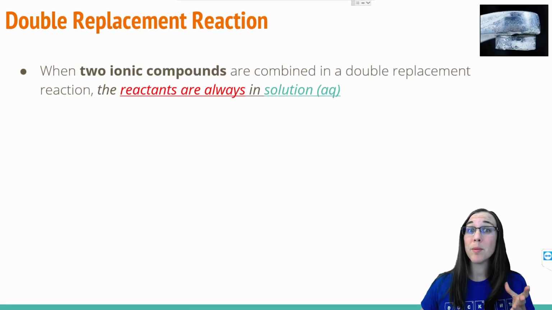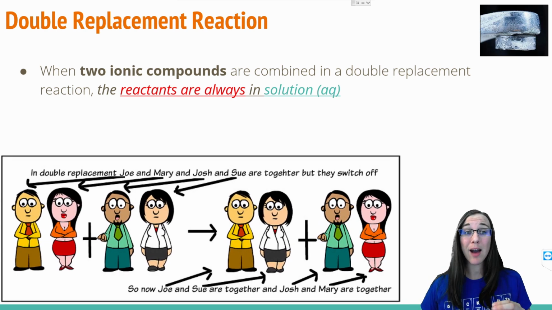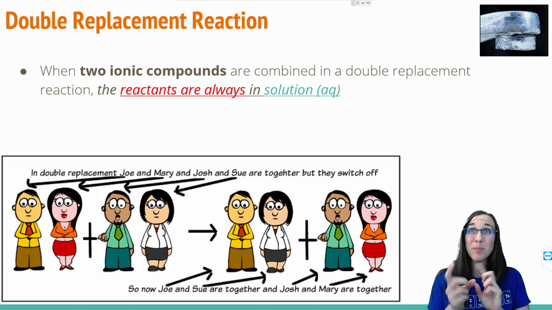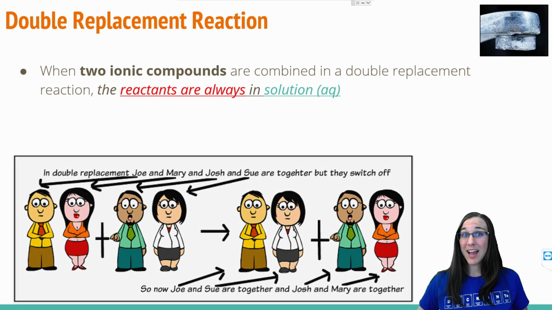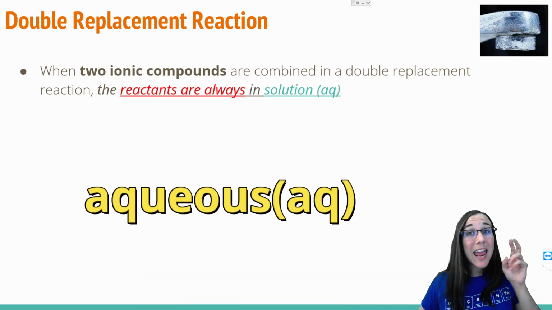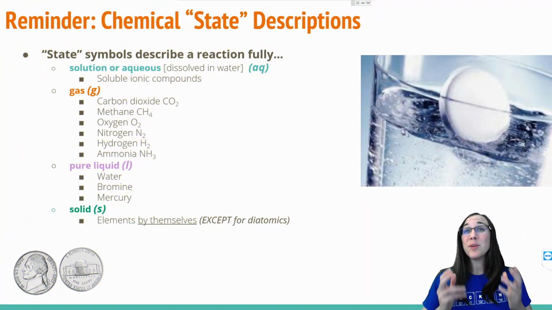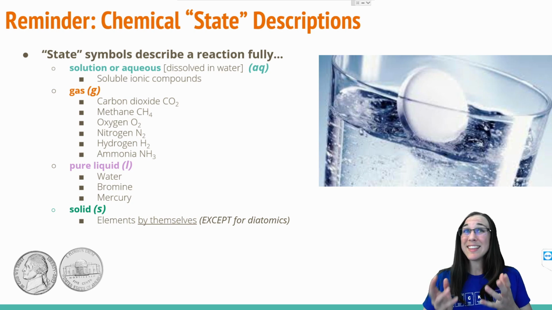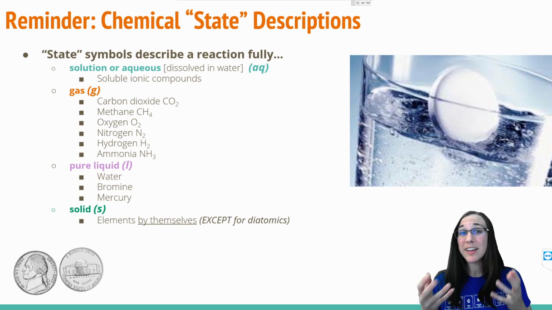Precipitates occur from a chemical reaction called double replacement. This is when we have two ionic compounds that swap partners, doubly replacing each other on the reactant side. The reactants in this case are always in solution or aqueous. AQ is what we call that. As a reminder, AQ, aqueous, is for anything that's in solution, soluble ionic compounds.